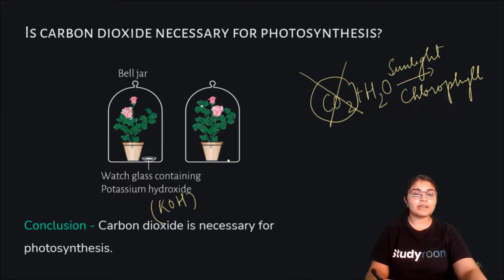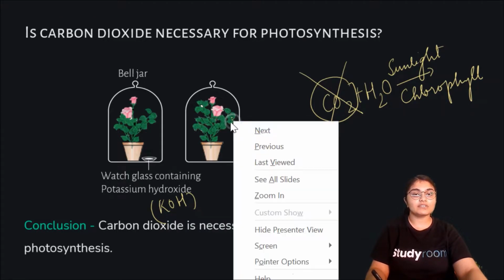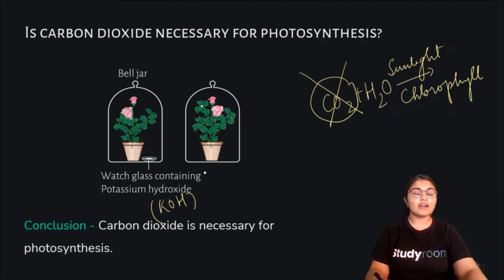Carbon dioxide will be present, and that is why the leaves of this plant will turn blue-black in iodine solution, confirming that they produced starch through photosynthesis. So this is how we are going to do it. Then what we can conclude is that carbon dioxide is very, very necessary for photosynthesis.